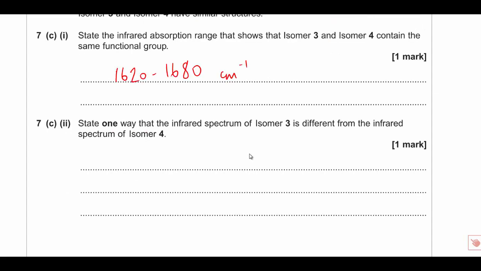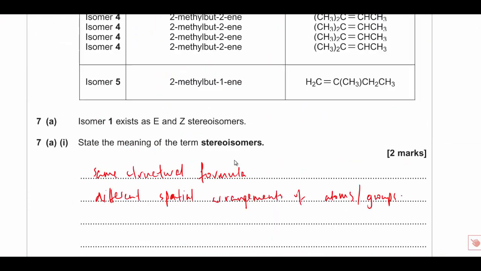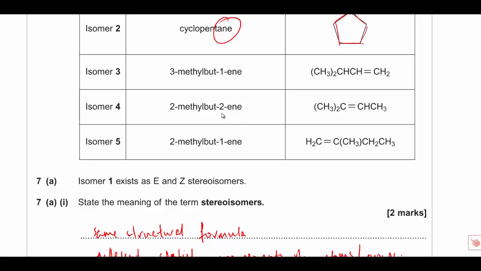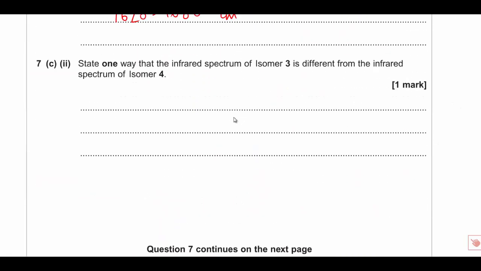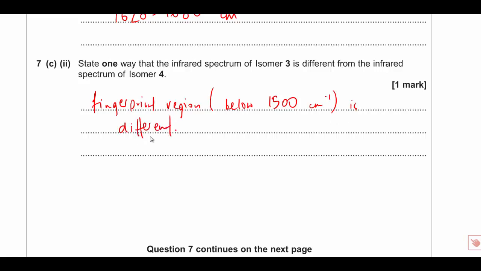State one way the infrared spectrum of isomer 3 is different from the infrared spectrum of isomer 4. Again, I know so how they're different is going to be the fingerprint region. It's got to be the fingerprint region. So finger, just like human fingerprints, and that's the bit, remember, below 1500 is different. Always different, every molecule.